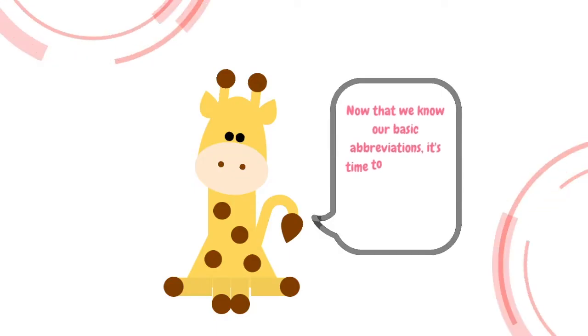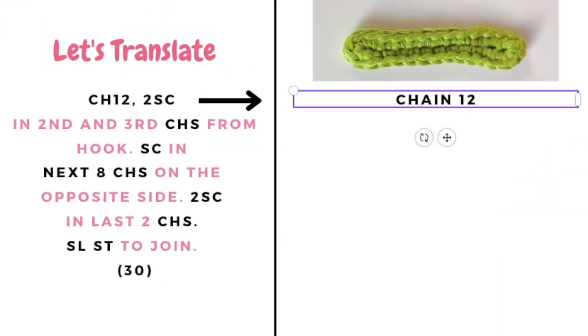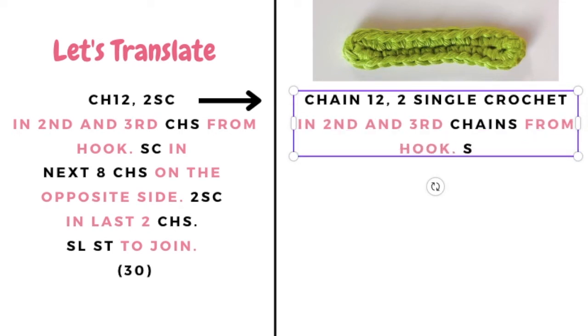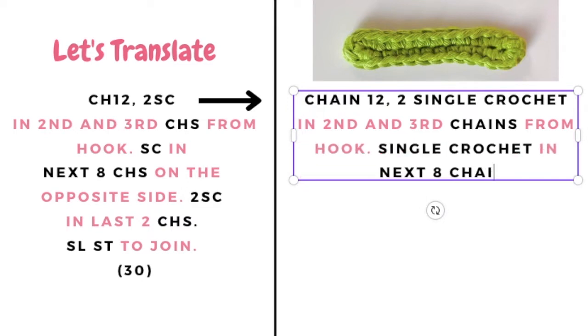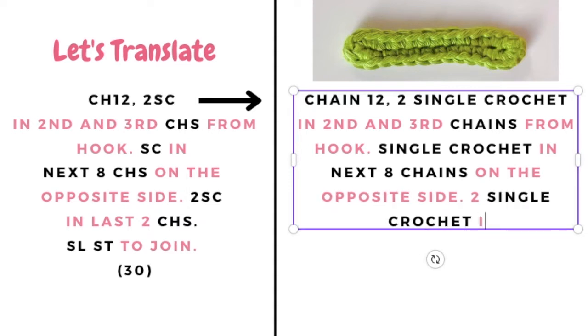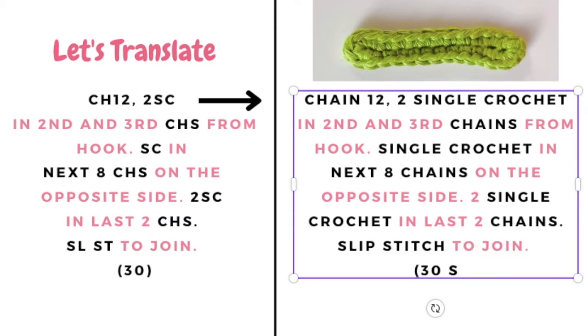Now that we know our basic abbreviations, it's time to apply what we've learned to an actual pattern translation. Chain 12, 2 single crochet in second and third chains from the hook. Single crochet in next 8 chains on the opposite side. Two single crochet in the last 2 chains. Slip stitch to join. 30 stitches total.